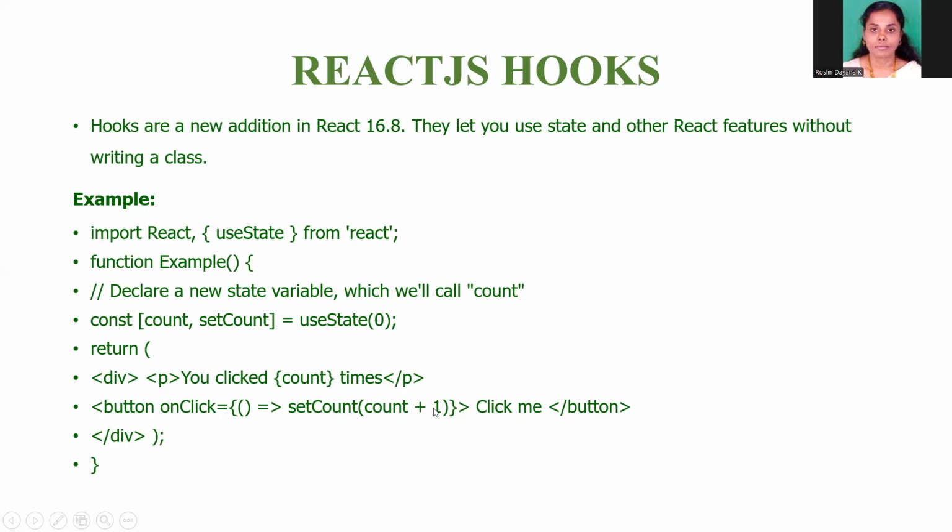So if it is 0, it will change to 1. If it is 1, the count will change to 2. Whenever the button is clicked, the count will be increasing. On the button, the words are there: click me. So we can click the button and increase the count. So the useState method is used for adding states in the function.